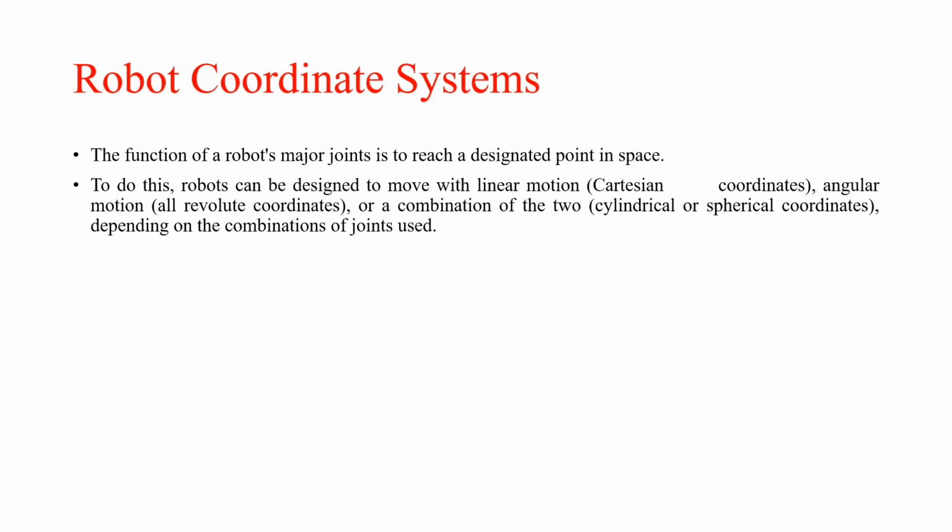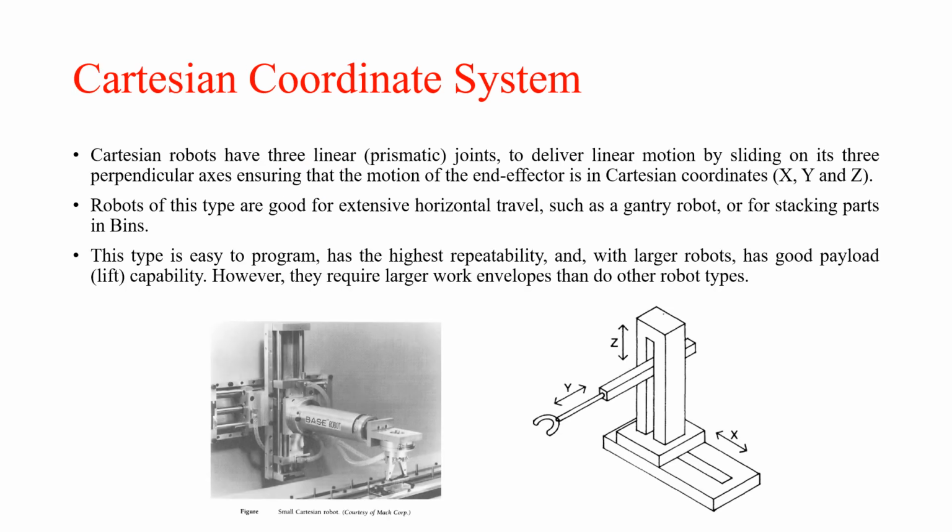Then based on the robot coordinates, we have some classifications. The function of a robot's major joints is to reach a designated point in space. To do this, the robot can be designed to move with linear motion, angular motion, or a combination of linear and angular motion. The first coordinate system is Cartesian coordinates.